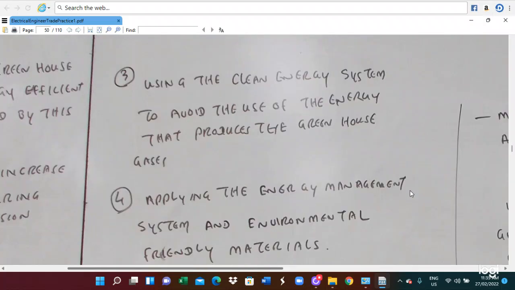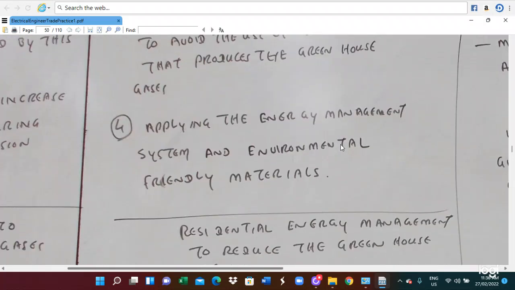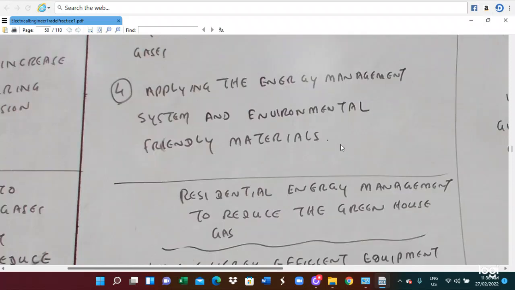Also, using clean energy systems to avoid the use of energy that produces greenhouse gas, or applying energy management systems and environmentally friendly materials.